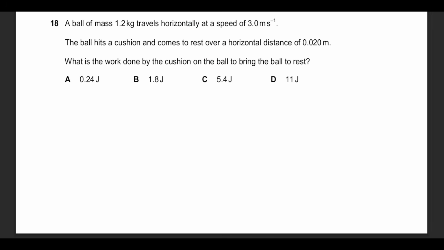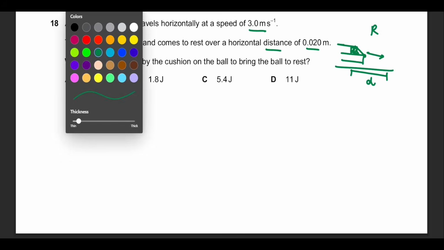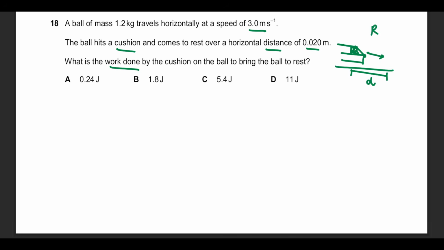Question 18 says a ball of mass 1.2 kg is moving horizontally at a speed of 3 meters per second. There's a cushion, it comes to rest over a horizontal distance of this much. What is the work done by the cushion? Now this is a repeated question in terms of the idea that there is a train speeding towards the station and it needs to stop within a certain distance. How would you stop this? What's the braking distance? What's the braking force? It's the same idea I'm going to be using here.